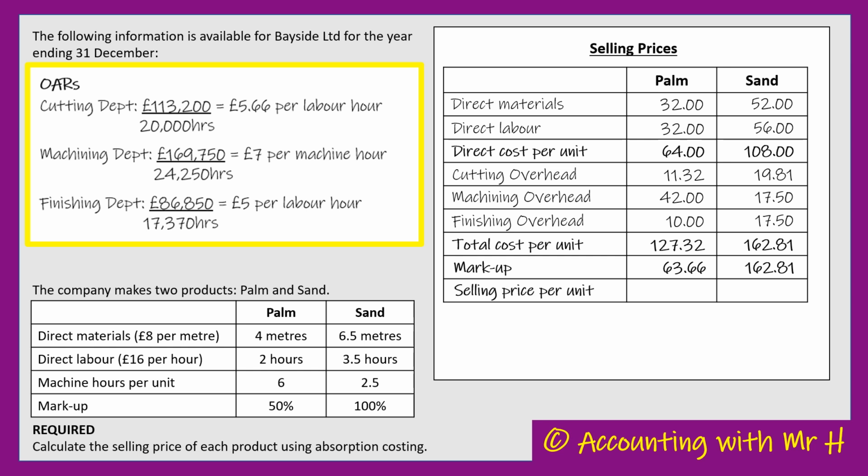And then finally, then I'm at the answer to the question, the selling price per unit. So add the markup onto the total cost. So 1 unit of palm needs to sell then for £190.98, and each unit of sand needs to sell for £325.62. Quite a lot going on in that question.